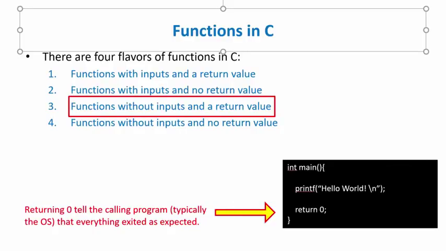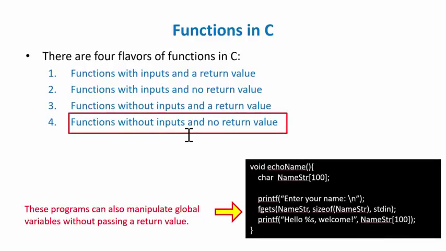The last one would be functions with no inputs and no return value. And this is kind of silly. Void echo name would be an example, where you grab the name of the user and then print it back to them. It's just like a warm fuzzy to say that you're there. Now, as you go through, this is the extent of the functions we're ever going to use in this class.